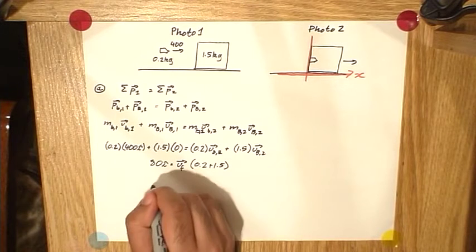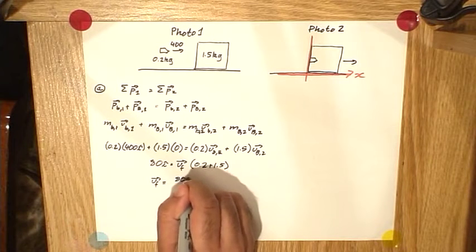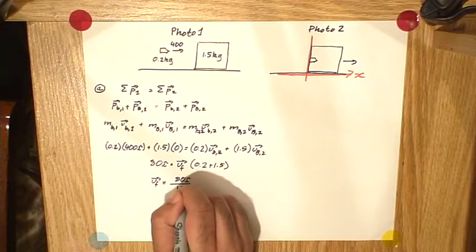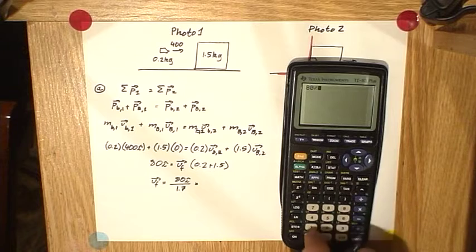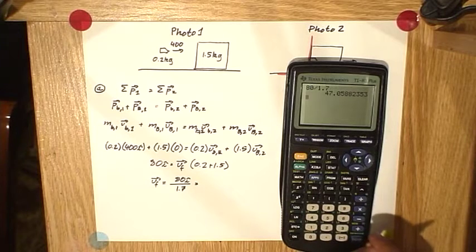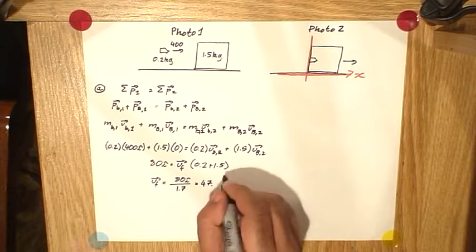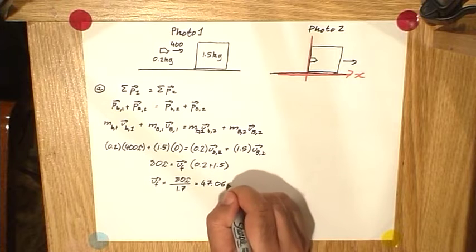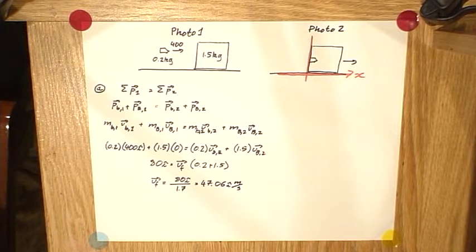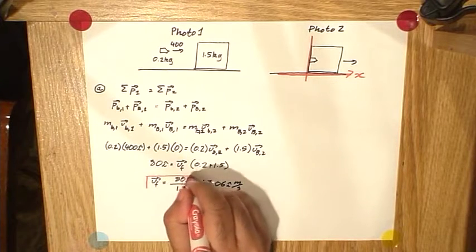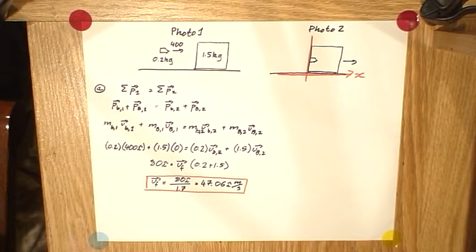Simplify still further. V final is equal to 80 i hat divided by 0.2 plus 1.5, which is 1.7, is equal to 47.06. So this is the final velocity of the bullet, and it is also the final velocity of the block. Okay.